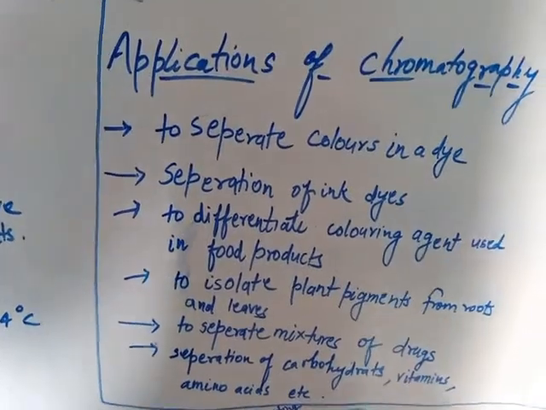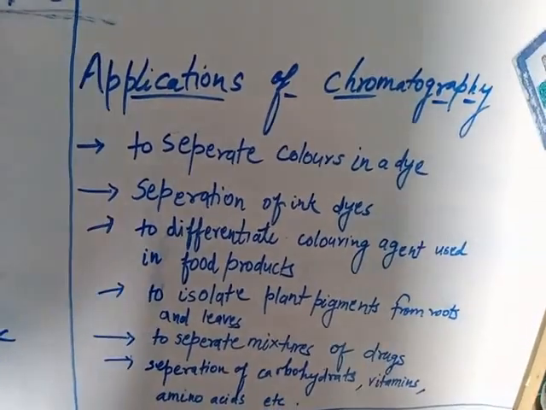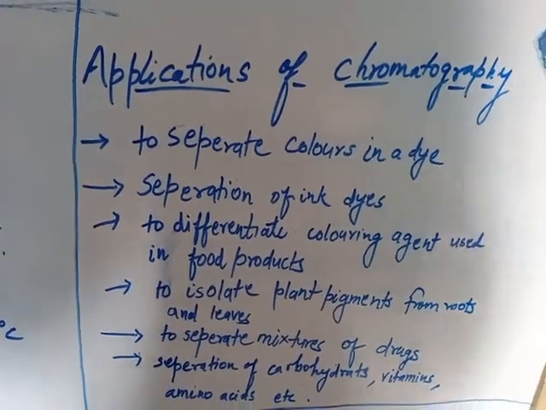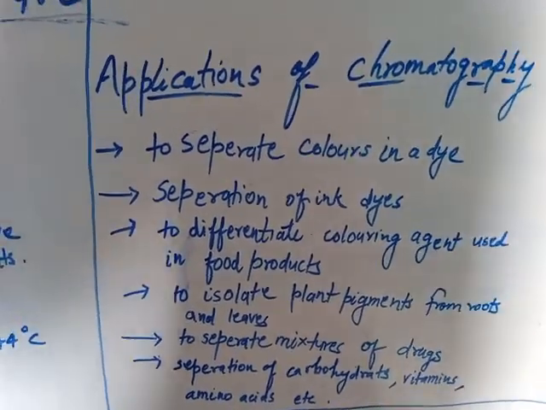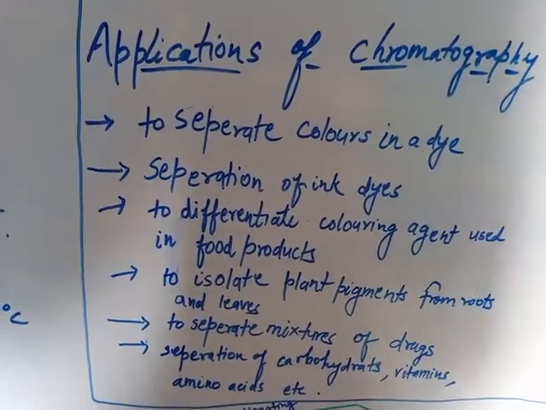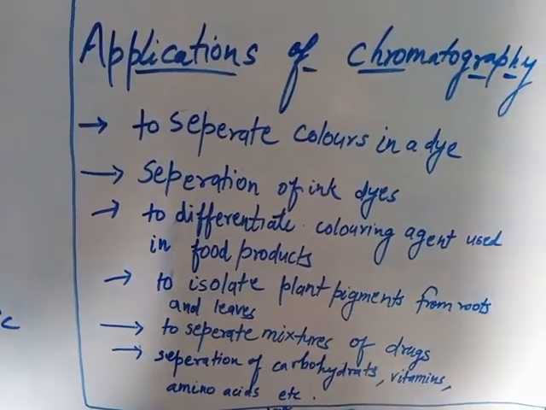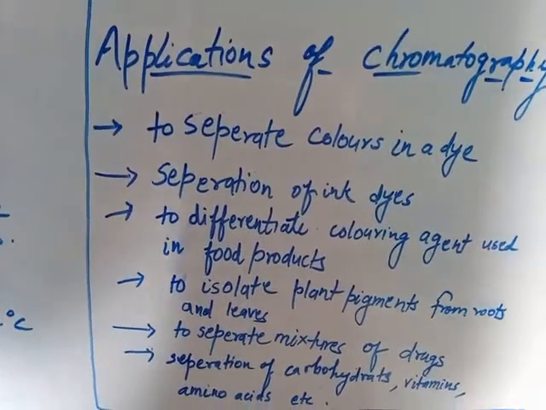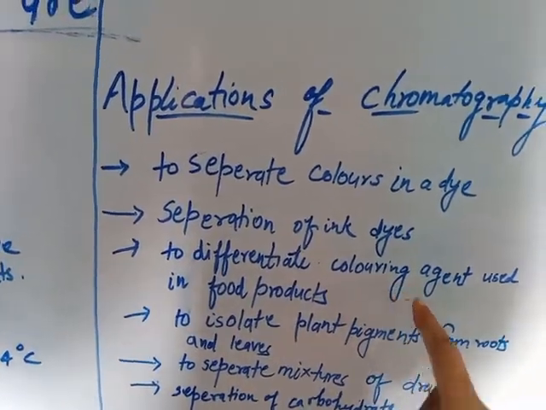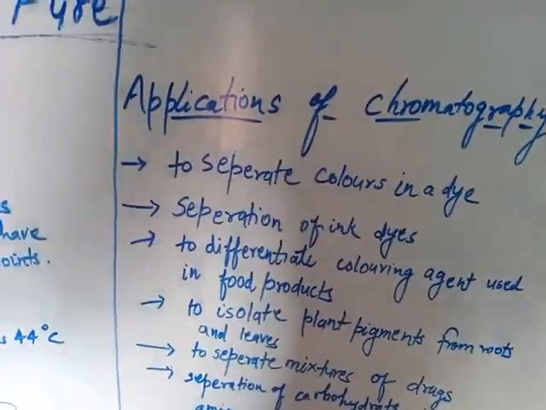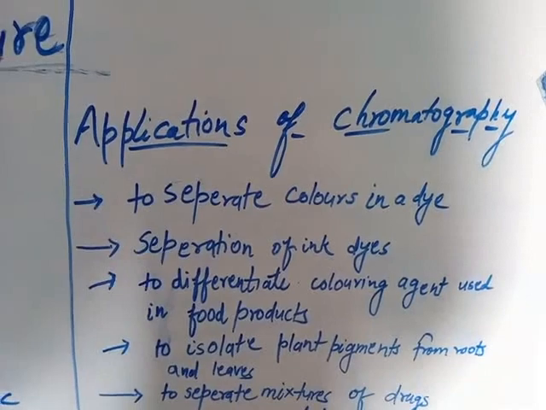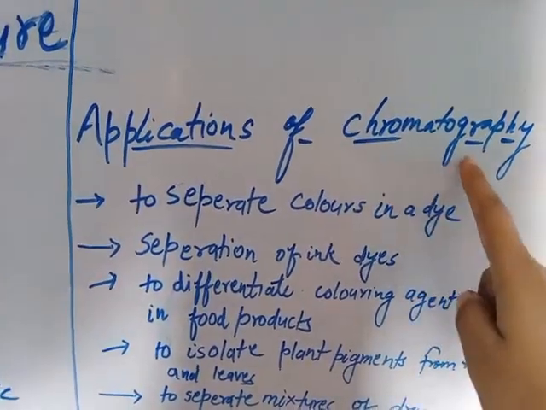As you know, nowadays many colors are put on food to make the food, vegetables or other food items attractive, and to show the originality they generally put color on it. So to differentiate what coloring agents are used in those food items, we can separate those coloring agents by the process of chromatography.